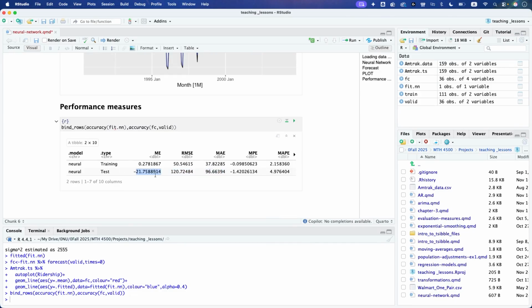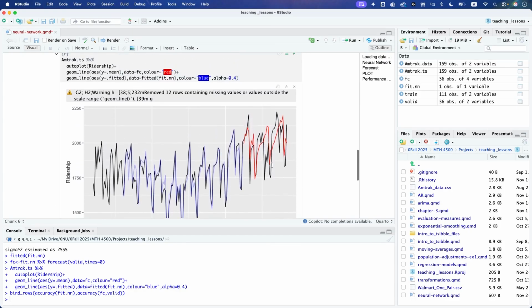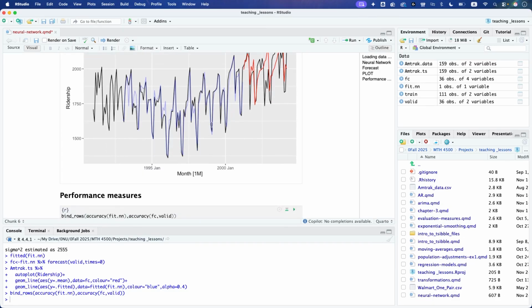So if you compare this one with the exponential smoothing, or the linear regression we did, or the ARIMA, maybe the others are doing better than the neural network. And this is what we said in the lecture. The experiments and the studies show that the neural network does not do very well in these cases.